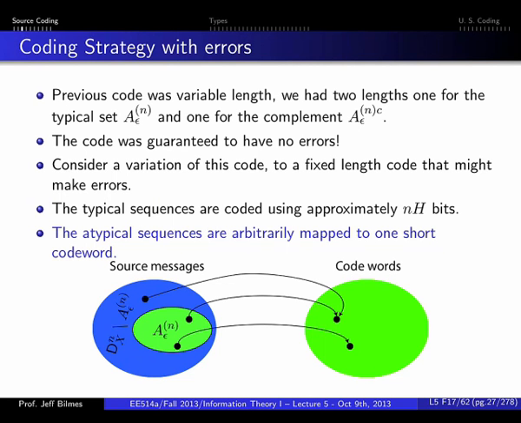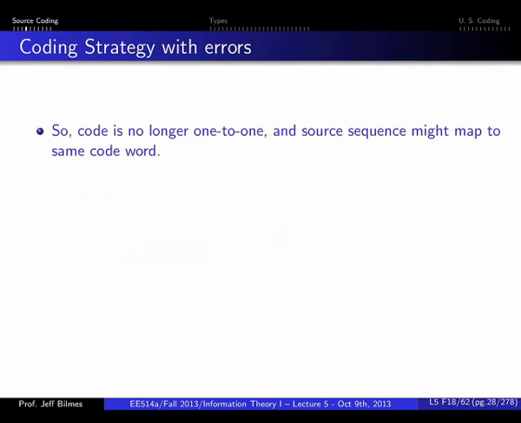And we can talk about the probability of the error because everything's probabilistic. So what do you think is going to happen to the probability of error? It's asymptotically going to go to 0. So in some sense, we don't care, because at some point the probability of error is going to be so small that it's never going to happen for any purpose. And so the idea is that the code is not one-to-one. Multiple source sequences might map to the same code word.